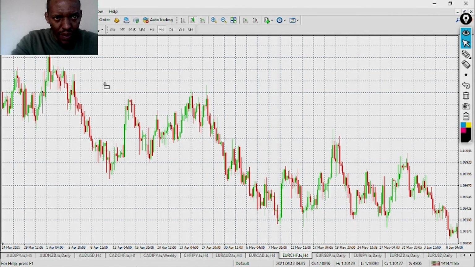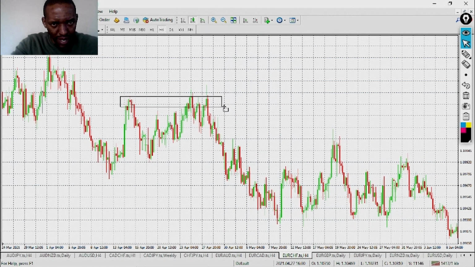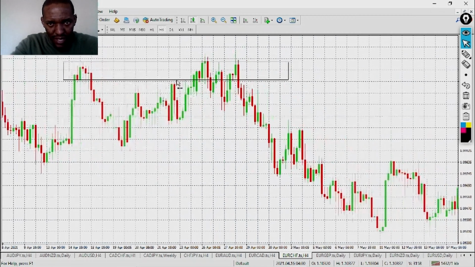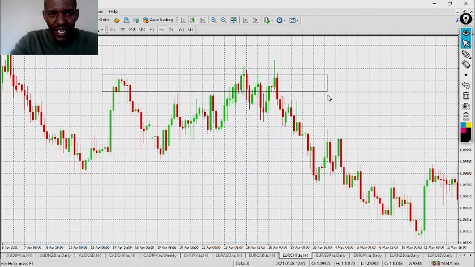So there we go. The market went up, goes down, and then it comes back to that place of supply and demand. Right there. There's the market. It came here to this area. Let's zoom in a little bit so we can see what's going on.